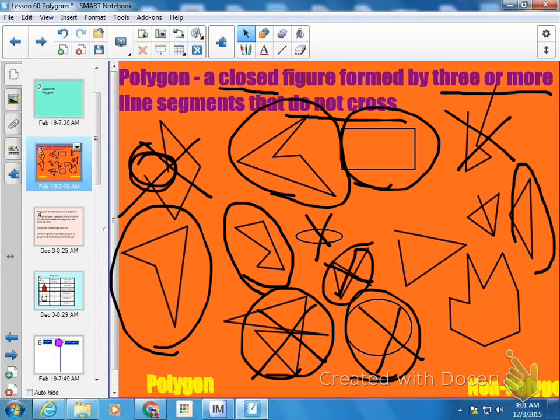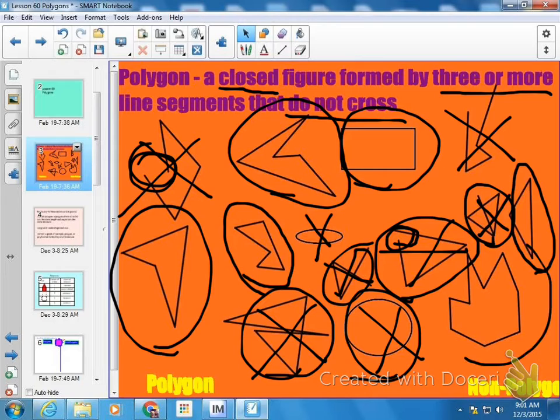This shape right here is a polygon. Now, is this shape a polygon? No, because the line crosses through it. Is this shape a polygon? No, because of this open area right there. And then this one is a polygon.